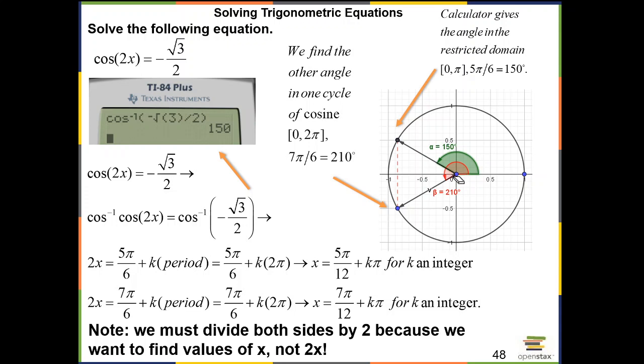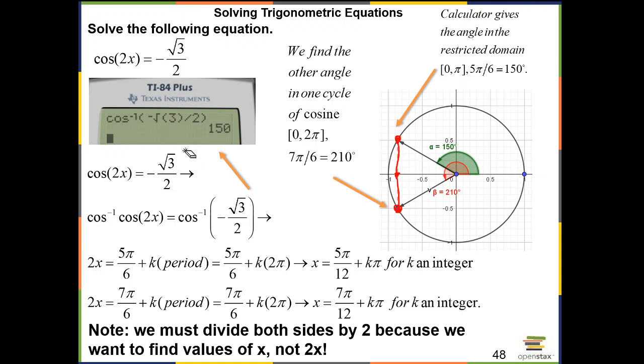Now, negative square root of 3 over 2 is about right this much, right? So what angles have this cosine? Well, this one and this one, right here, right? And this one. So those are the two.